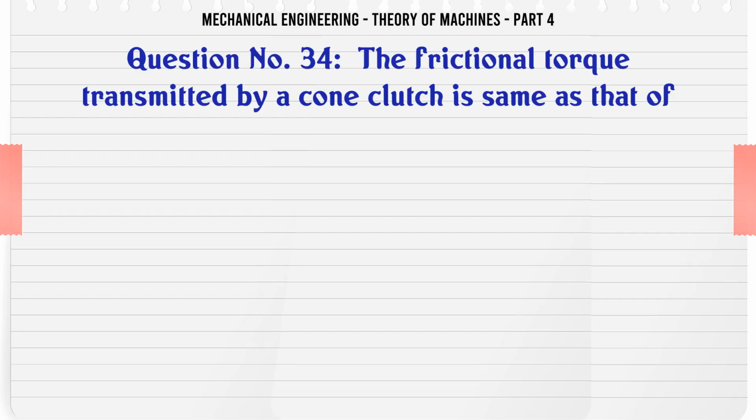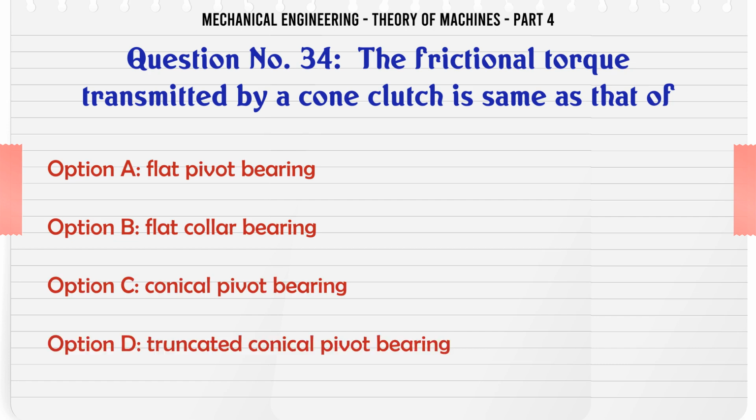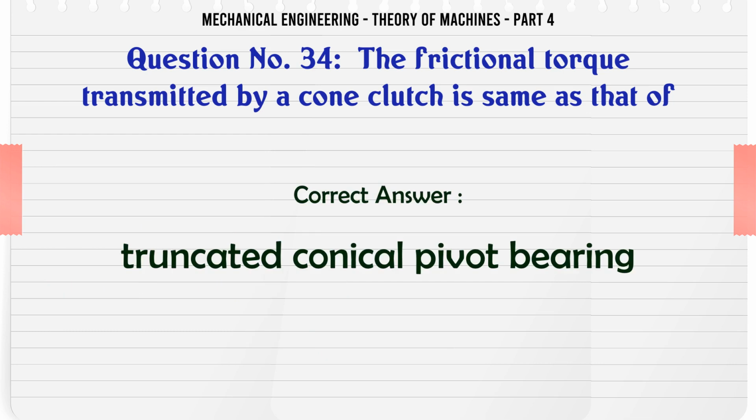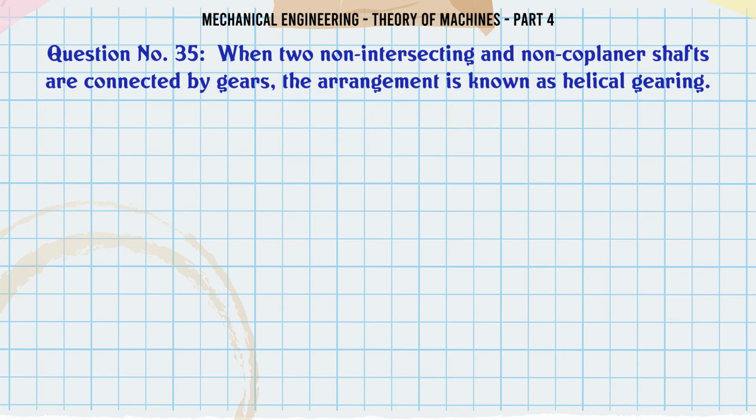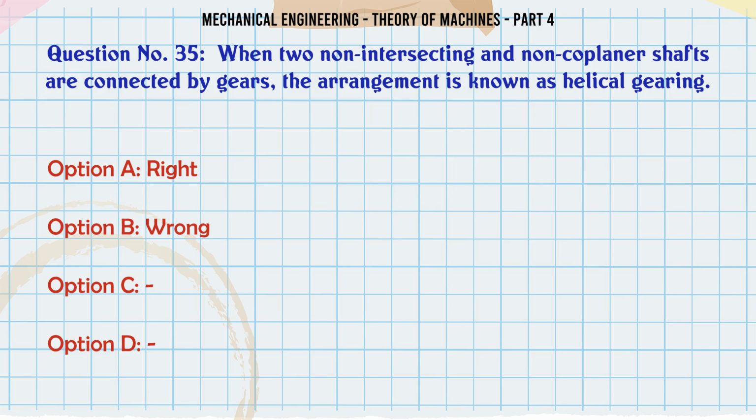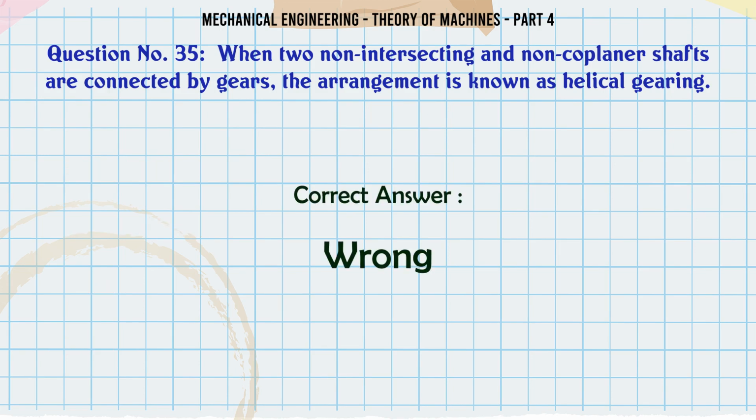The frictional torque transmitted by a cone clutch is same as that of A flat pivot bearing, B flat collar bearing, C conical pivot bearing, D truncated conical pivot bearing. The correct answer is truncated conical pivot bearing. When two non-intersecting and non-coplanar shafts are connected by gears, the arrangement is known as helical gearing. A right, B wrong. The correct answer is wrong.